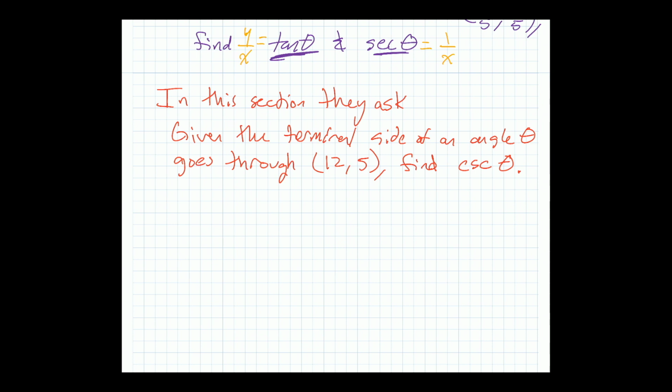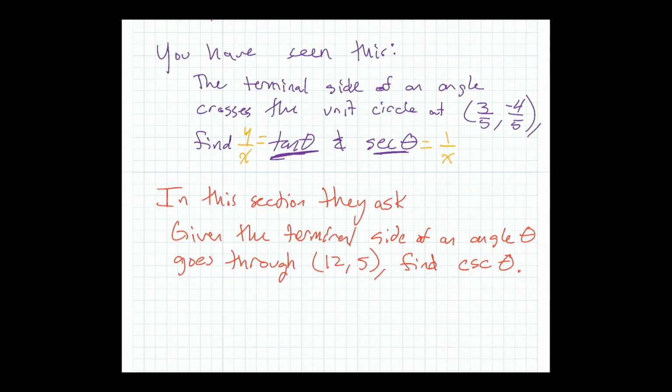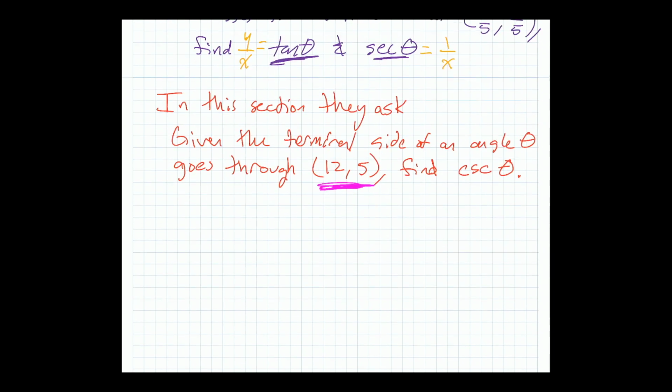So what is different, right? Look at this, what is different here? Think about it for a second. What's the difference? The difference is that in the second example, the point that they give you is not on the unit circle. The point given is not on the unit circle. That's the difference. Okay?